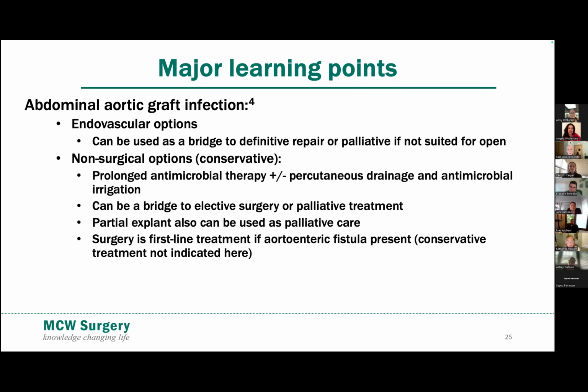And then endovascular options for aortic graft infections can be used as a bridge to definitive care or as a palliative approach if the patient's not suited to have open surgery. And then conservative management with prolonged antibiotics with washout can be done as a bridge to elective surgery or a palliative treatment.